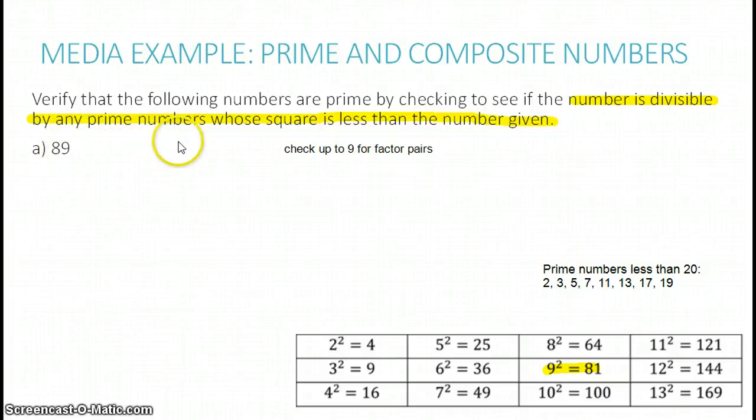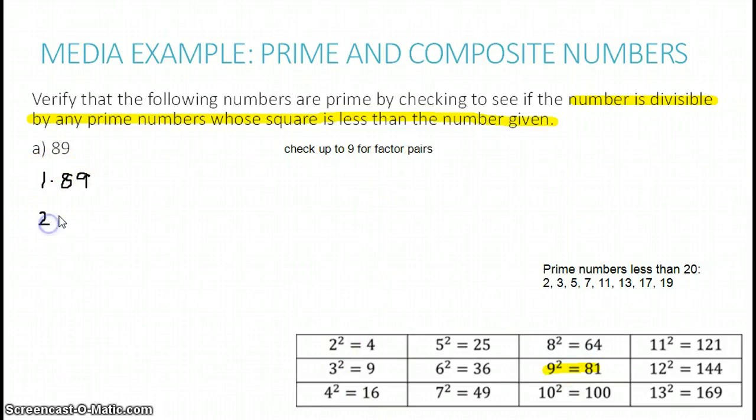So that was the case when we wanted to find all the factor pairs of 89. Okay. So in this case, we're not looking for factor pairs in particular. We just want to see if this is prime, is it divisible by any number besides 1 and itself? So we know that 89 is 1 times 89. Okay. Now let's start checking all of these numbers up to 9, but we're going to look at some patterns. So we see that as the directions say, we only have to check any prime numbers whose square is less than the number given. We're not actually going to need to check all the way through 9.